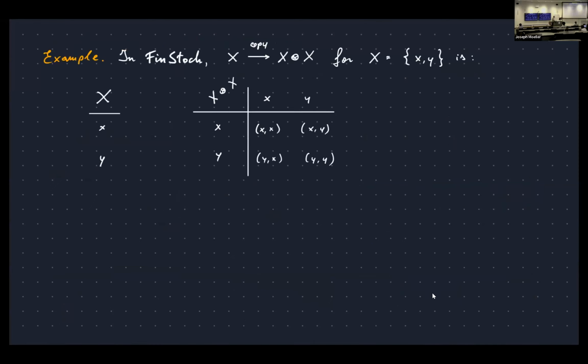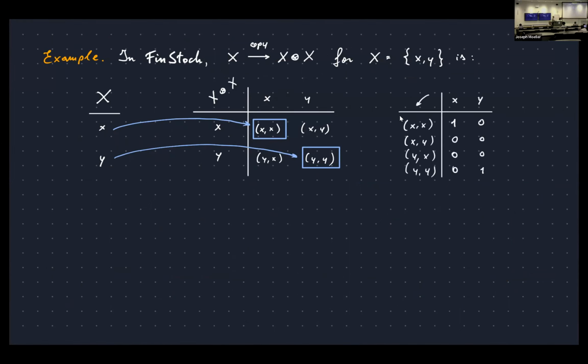All right, so let's see what these copy maps look like in our example. In FinStoch, we have stochastic matrices. So what does it mean to copy X? Well, from X we go to XX, all right? And so we just copy whatever information we have. So you see it's something like a diagonal embedding. What I wrote here is a function. You might want a stochastic matrix. Well, I take the stochastic matrix that maps x to (x, x) with probability 1 and the rest to 0, and so on, all right?